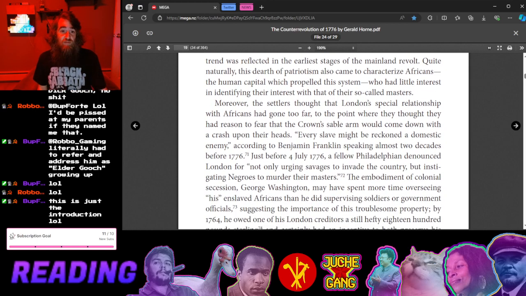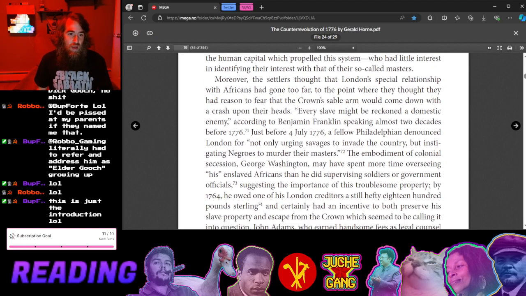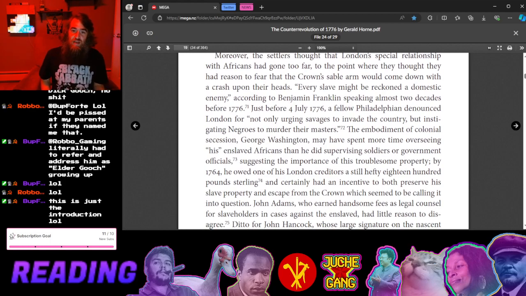This trend was reflected in the earliest stages of the mainland revolt. Quite naturally, this dearth of patriotism also came to characterize Africans, the human capital which propelled this system, who had little interest in identifying their interest with that of their so-called masters. Moreover, the settlers thought that London's special relationship with Africans had gone too far, to the point where they had reason to fear that the crown's sable arm would come down with a crash upon their heads.